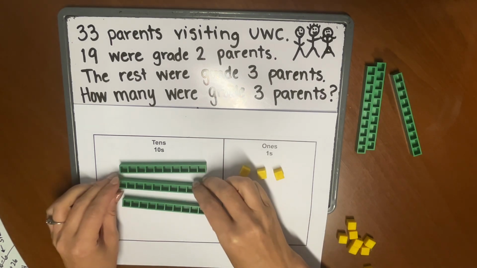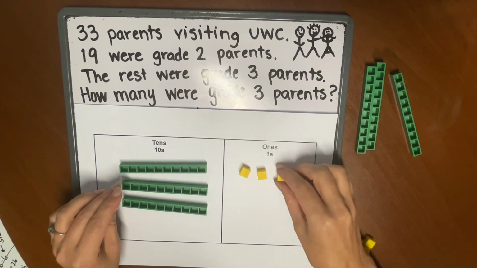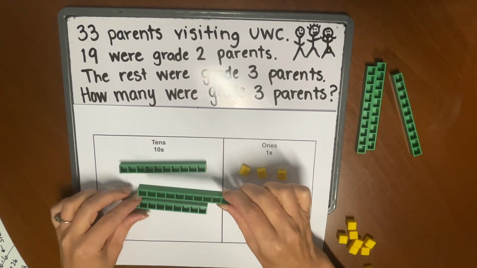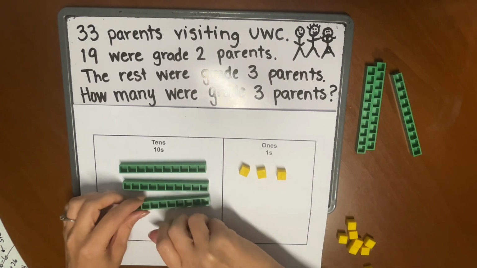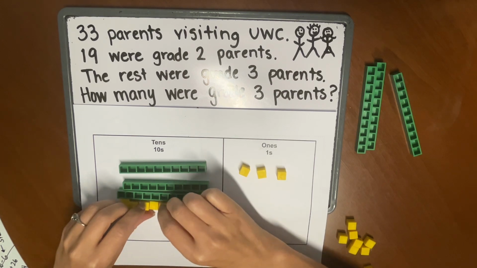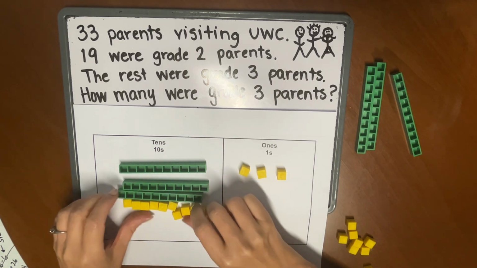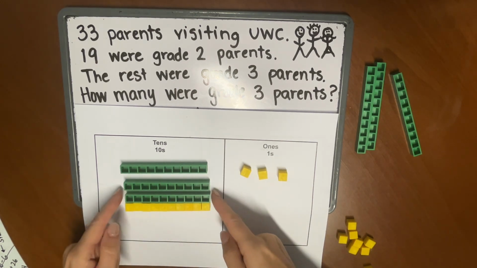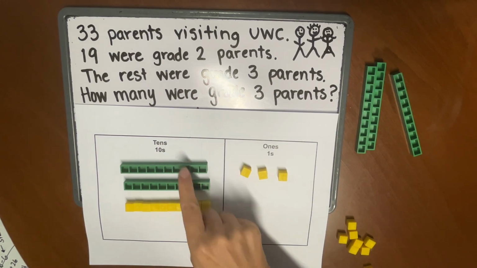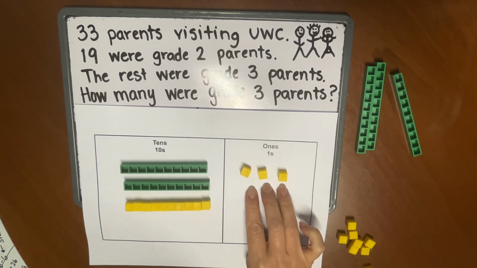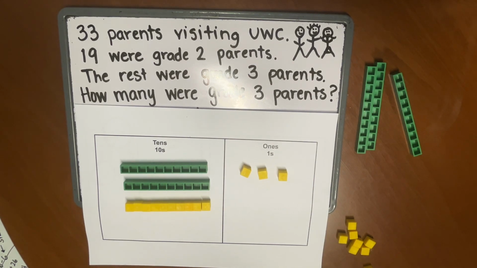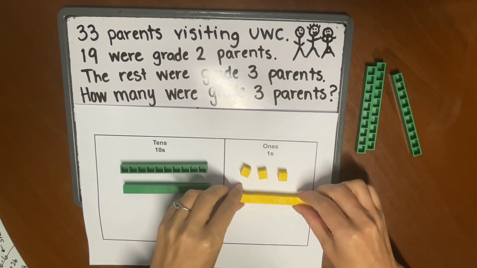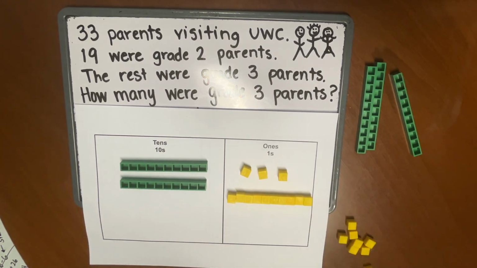Well, let's see. I can't take away 9 from the ones, and I can't break this apart, but I could trade this 10 for 10 little ones because those are equal or the same. I know that they're the same amount if I take a 10 and 10 ones. So I could trade this out and I still have 30 and 3. Now can I take away 19 parents? I think I can. And actually I'm going to move this over to the ones because it will be a lot easier now that it's ones to see all the ones together.